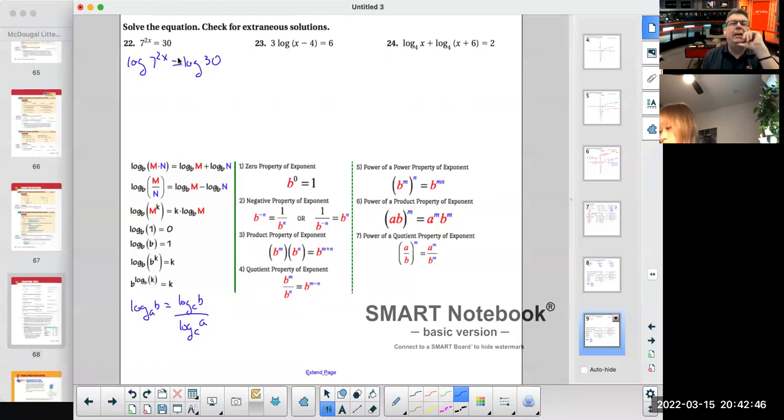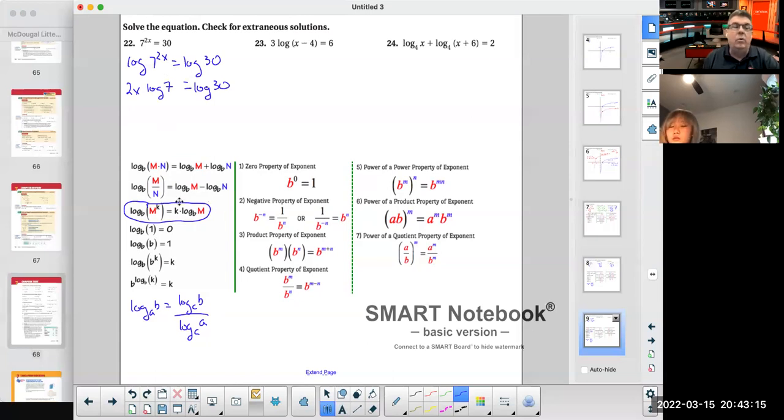Now, the idea is to get the variable out of the exponent. And the whole reason we do that is because of one of our favorite rules right here. Because if it's in the exponent and I have a logarithm, I can bring it down in front as the coefficient. Are you okay with that? Can you explain it again?